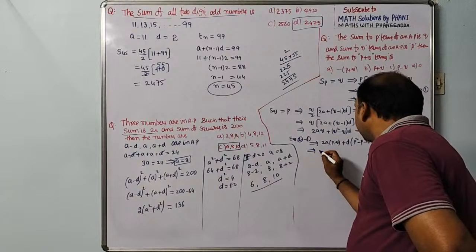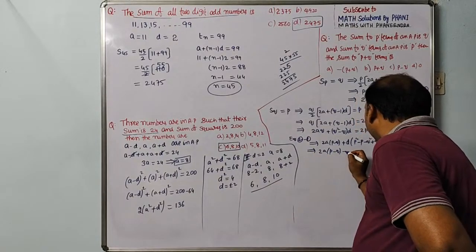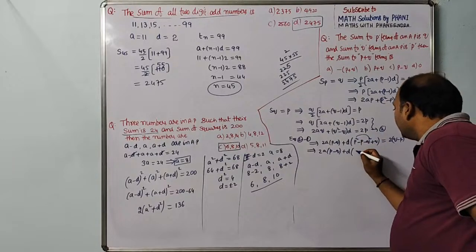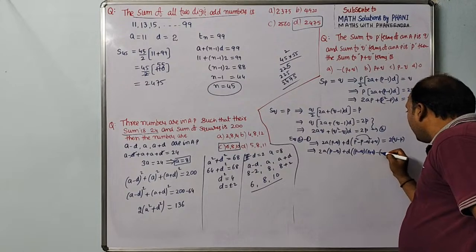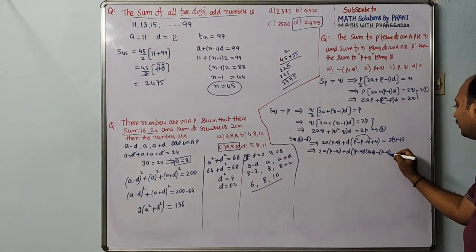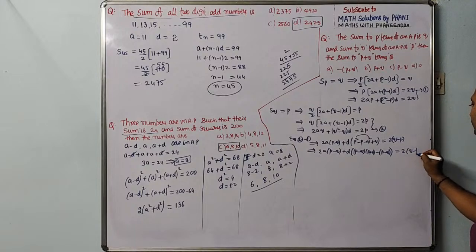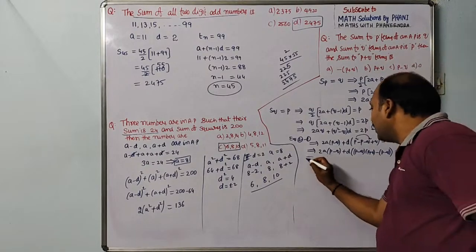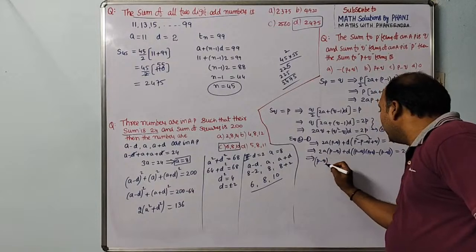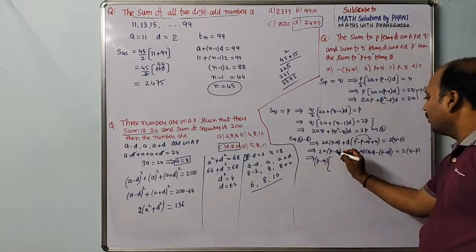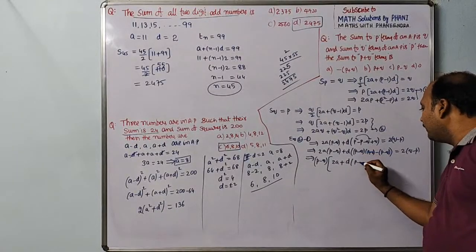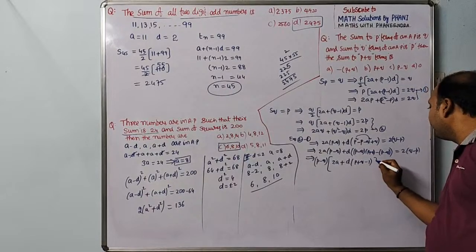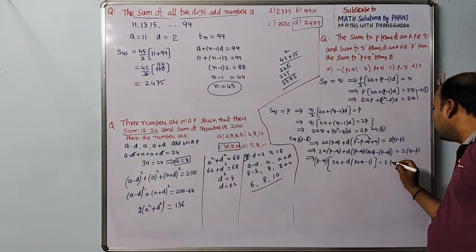So that implies 2A into (P minus Q) plus D into, this is P square minus Q square, which means (P minus Q) into (P plus Q), and minus, if you take common, (P minus Q) is there, equal to 2 into (Q minus P). Okay, dear students, now I am taking P minus Q common from this. So 2A plus D into (P minus Q), if you take common, P plus Q is remaining, minus 1, is equal to 2 into (Q minus P), which means minus (P minus Q).